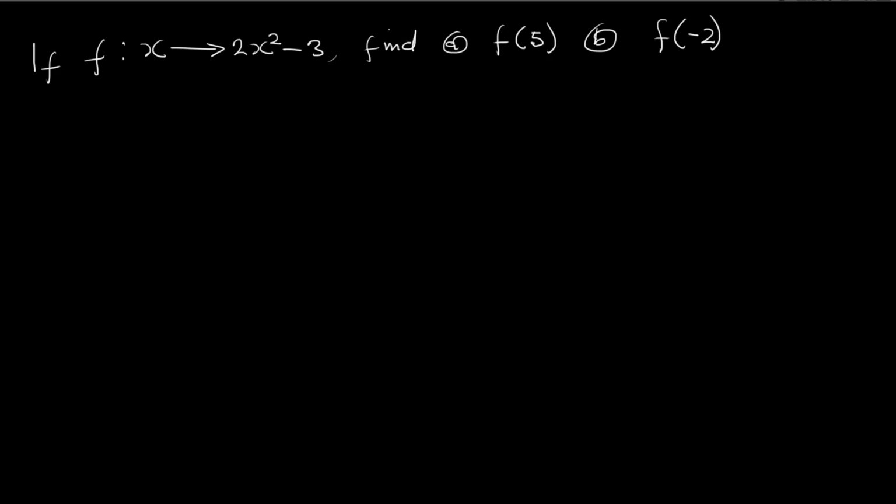As an example, I'll solve this problem. If f takes an input x and gives us an output of 2x squared minus 3, find f of 5 and f of minus 2. So it means that if we put in 5, what are we going to get? If we put in minus 2, what are we going to get? This is what the question is really asking.